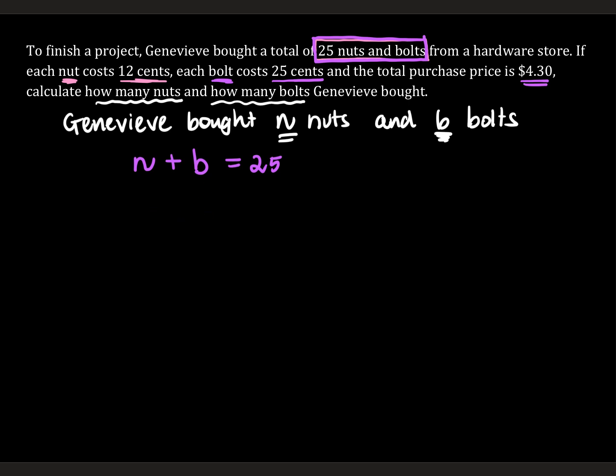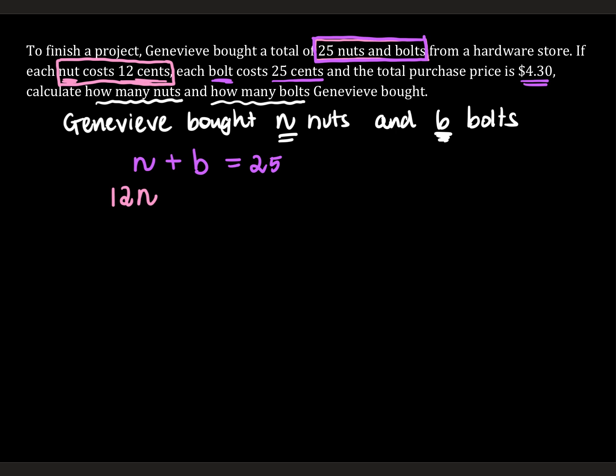Okay, so next we've got to think about the price. Each nut costs 12 cents. Well, if she bought 2 nuts, she's going to have spent 12 times 2, which is 24 cents on nuts. If she bought 3 nuts, it's going to be 3 times 12, which is 36. Now, we know that she has bought N nuts, so it's going to be N times 12. They're 12 cents each, and she's bought N of them. So she spent 12N cents altogether.